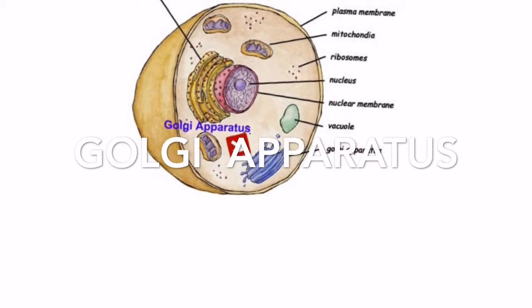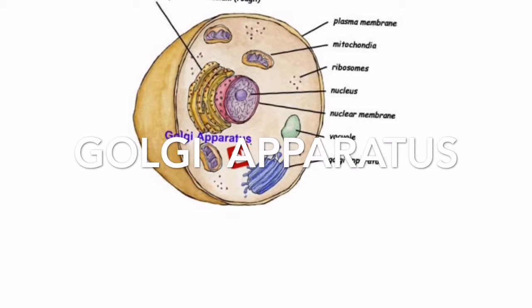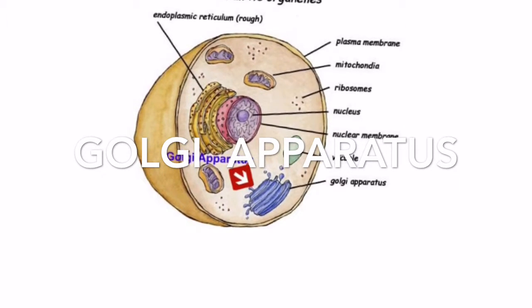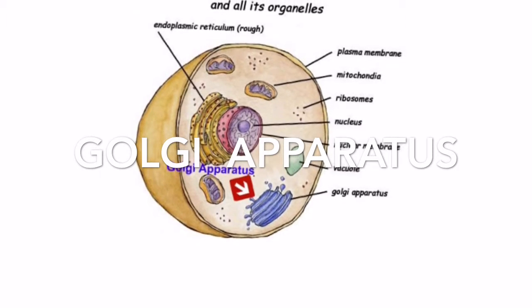The Golgi bodies are like a post office. What would you do without a post office? You would not be able to send or receive messages or information. Nothing would get done without it. The Golgi apparatus sorts and processes proteins.